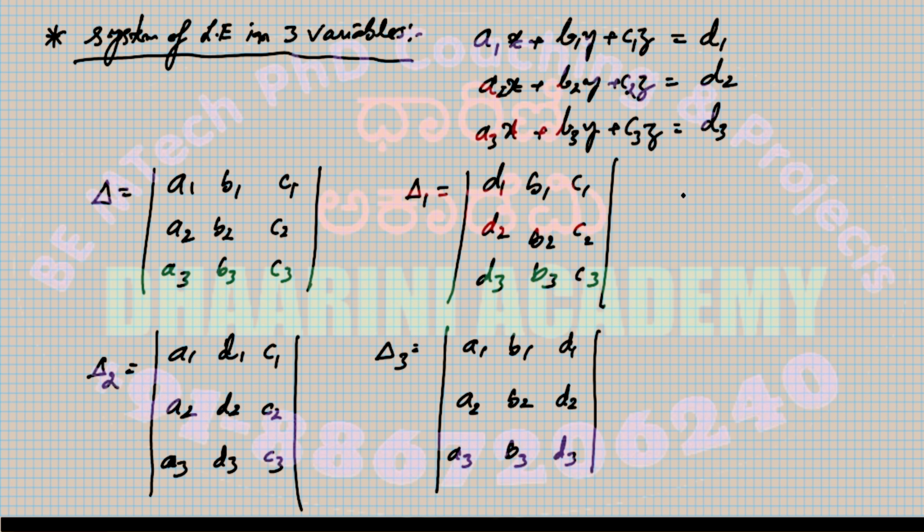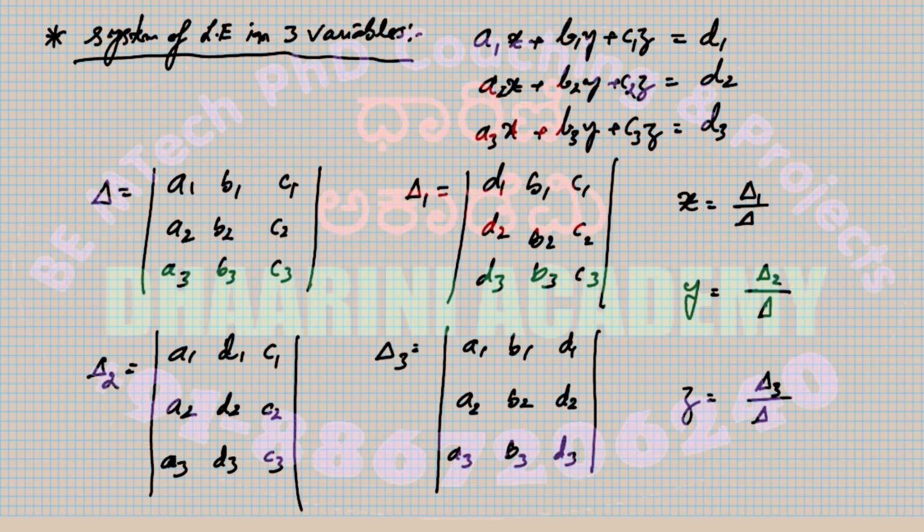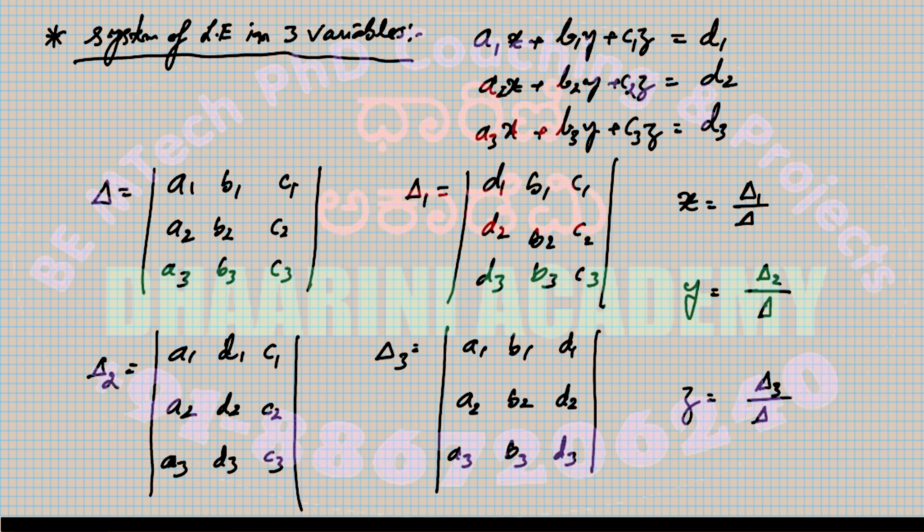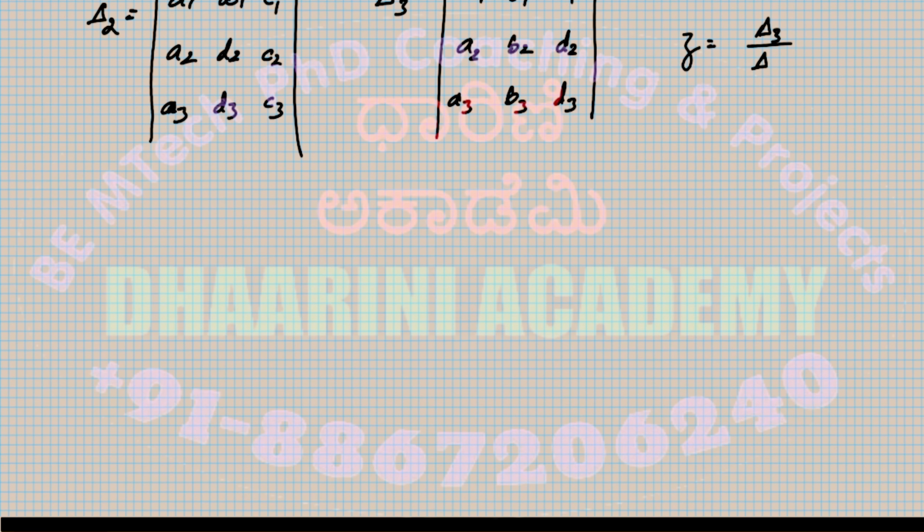So once we have all of them, we can calculate the value of x. x is nothing but delta 1 by delta. The y value can be calculated as delta 2 by delta. The z value is delta 3 by delta. So we should calculate and keep ready all four determinants, and then we will apply them to get the final answer. Now let us try to solve a problem.